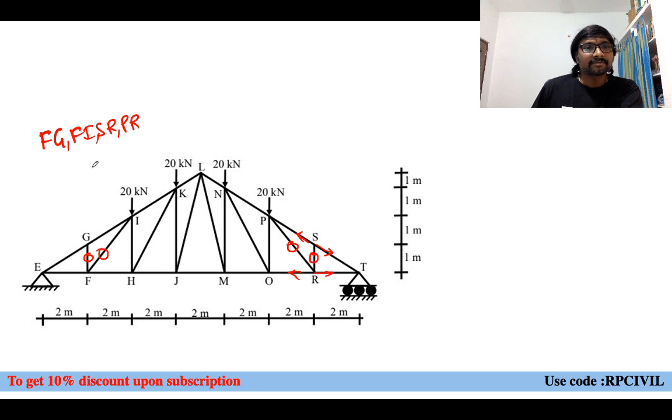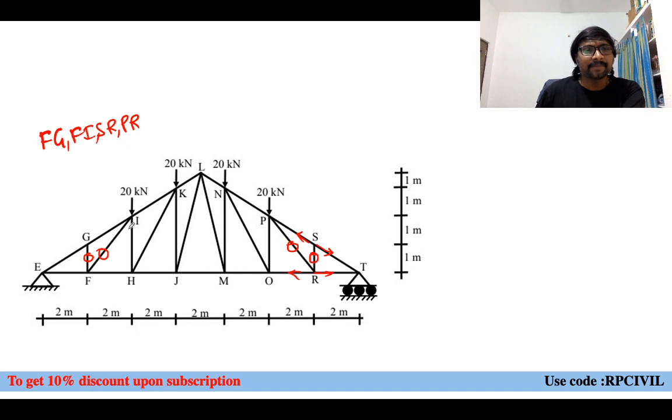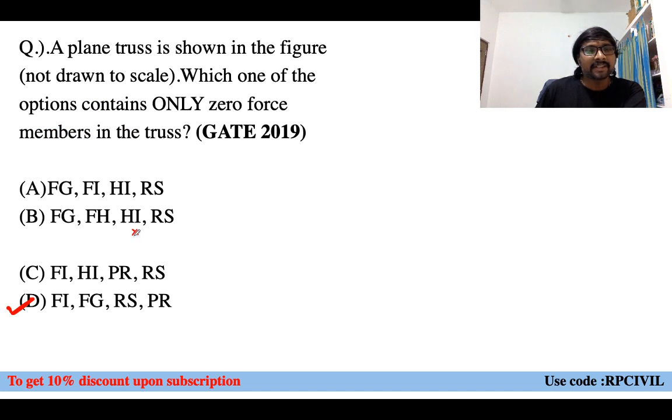Now, SR and PR. If you observe SR and PR, which option is correct? Option D is the only correct one now. This is the only one having all 0 force members. If you observe this HI, will it be 0? HI is not 0, no? Because this can balance the force in this member IH. So it can't be 0. HI and IH can't be 0. This is also not 0. Like that. So this is your answer D.